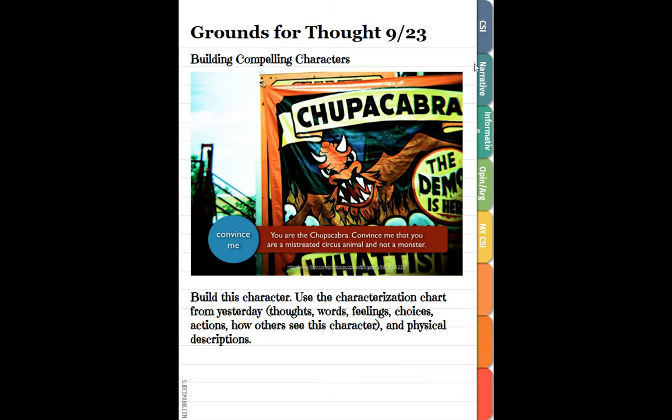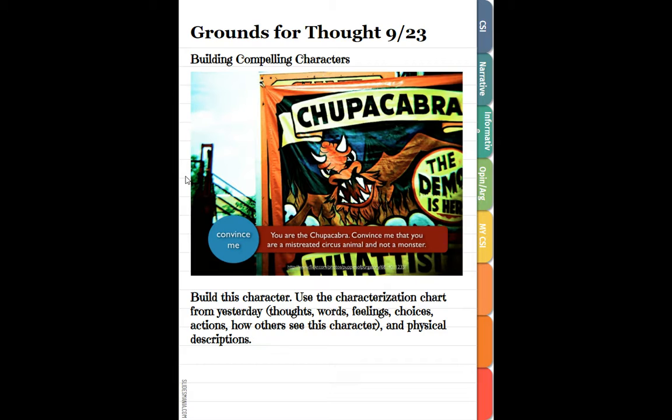And so today we're going to pretend that we are the chupacabra, and this is a mythical beast. This is meant to be kind of silly, but just a fun way to experiment with building characters. And so your job is you are the chupacabra, and you are to convince me that you are a mistreated circus animal and not a monster.